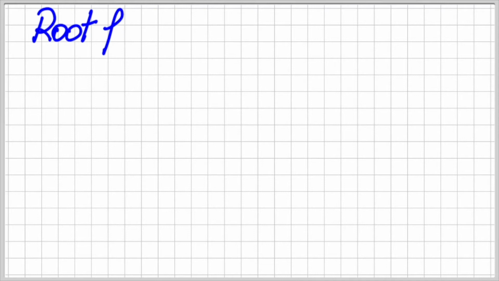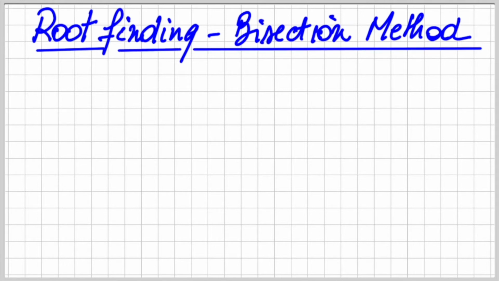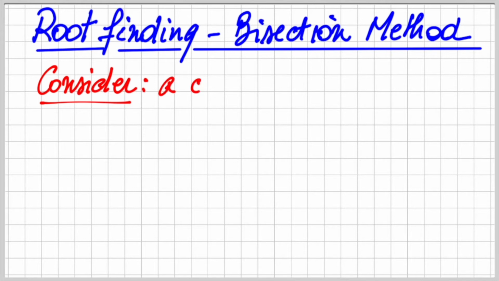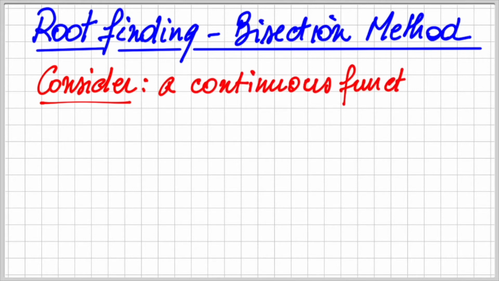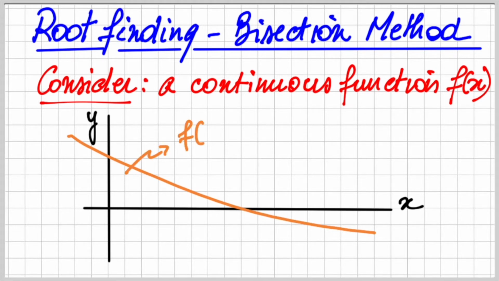The first thing that we have to consider is that we try to find roots of an equation, and we use the bisection method. When we look at the bisection method, we start by considering a continuous function, and we call that function f of x. Here the orange line is an example of f of x. It's continuous, it passes from a positive value towards a negative value.